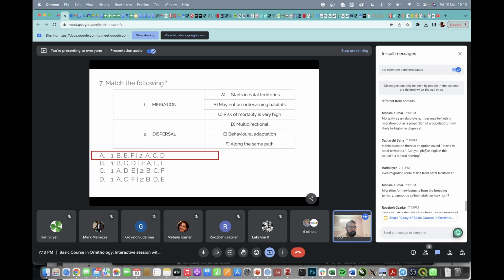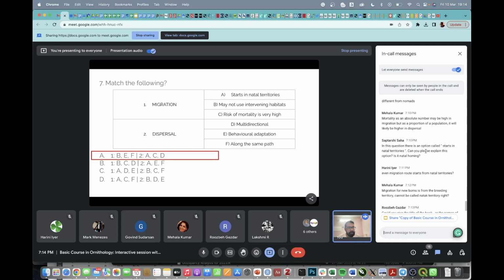In this question, there's an option called starts in natal territory. Natal territory is where the bird was born, basically. The bird was born and fed by parents, if it's an altricial chick. So then the breeding grounds are called natal territories. Breeding grounds are not natal territory; breeding grounds are where the birds breed. Yeah, in some cases, the natal territories are the nesting sites.